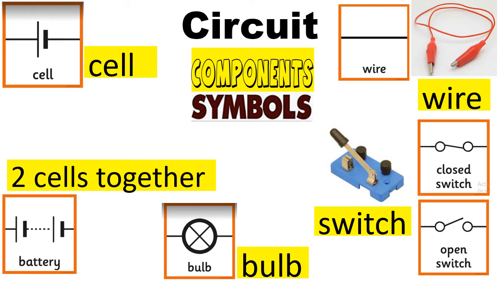I know when we drew pictures, we tried to make the pictures look like, for example, the bulb, but if you look at the symbol, the X with a circle, does not look like a bulb, but that is because it's the symbol. So we learned the symbol of the cell and then 2 cells together. We learned that you can call that a battery. Wire is just a straight line. We learned about closed switch and open switch symbols to show when our circuit has that.